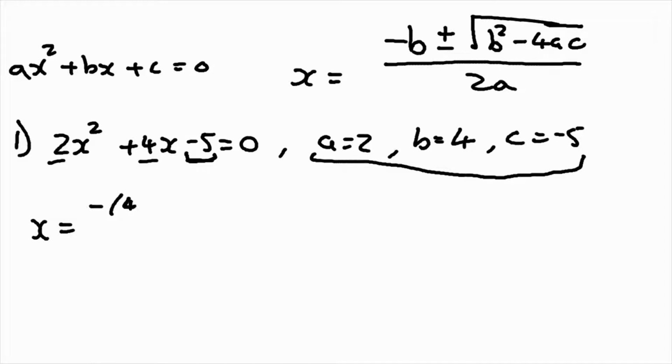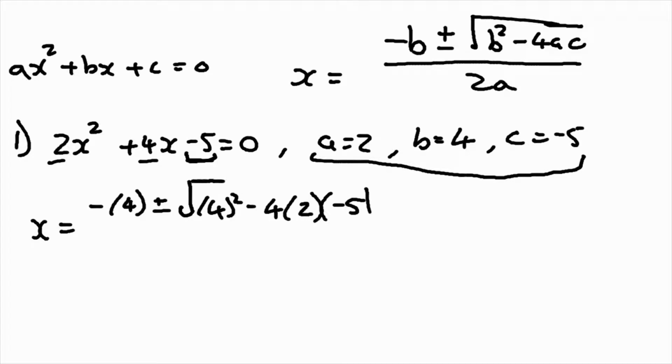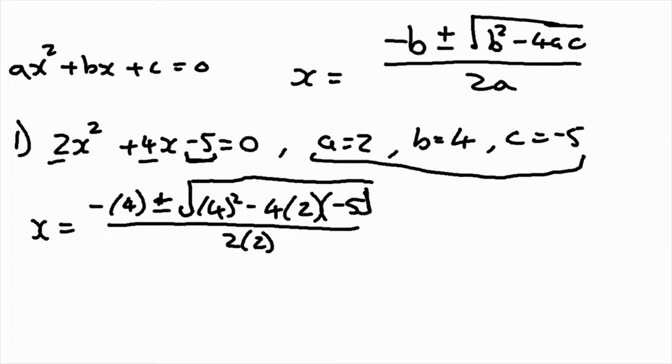So minus 4, I'm going to use brackets just to show where we've substituted, plus or minus the square root, 4 squared, minus 4 lots of 2 multiplied by negative 5. And this is all divided by 2 lots of 2. Now we can work this out by hand, or we can use a calculator. We use the calculator once for when it's a positive, and once for when it's a negative outside of the root.